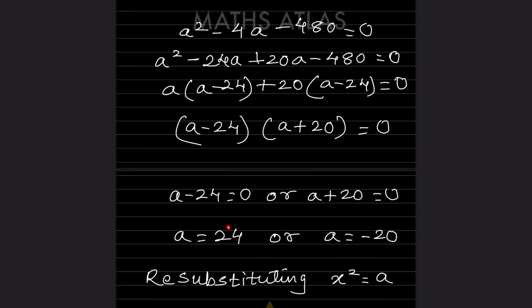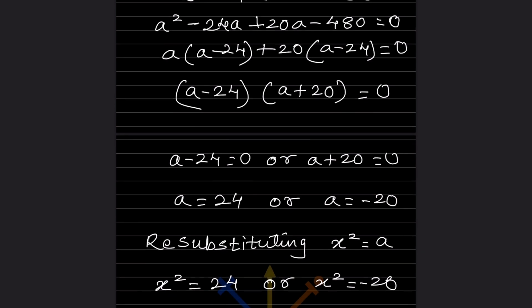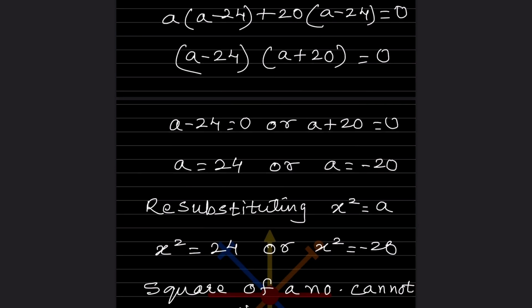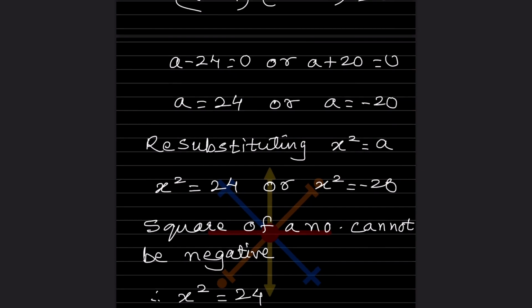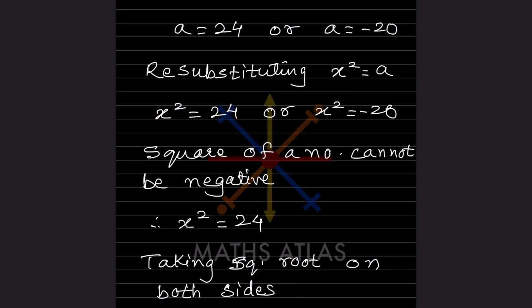So a is 24, or a is minus 20. Now you are going to substitute x square for a. So x square is 24, or x square is minus 20. Here, the square of a number cannot be negative, so we consider x square as 24.